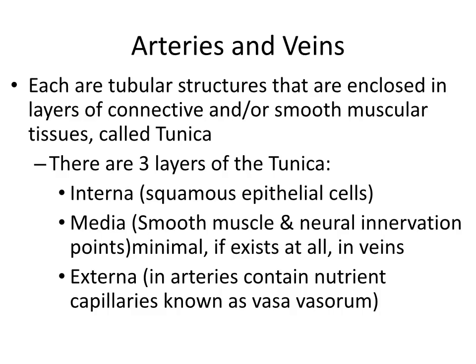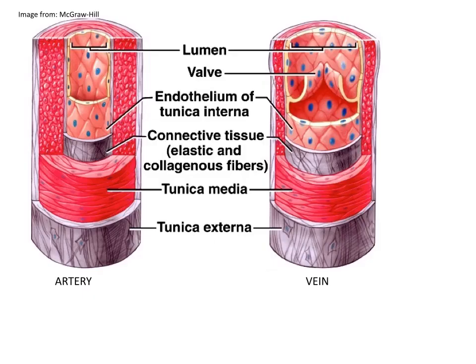And then we have the last tunica, which is the tunica externa. The tunica externa is the outer connective tissue. This outer connective tissue in arteries contains nutrient capillaries known as the vasa vasorum. The vasa vasorum is absent in veins, and it's one of the reasons why veins have the cyanotic color that they have. So if we're to look at it, this is what we're looking at in terms of arteries and veins, in terms of gross anatomical structuring.